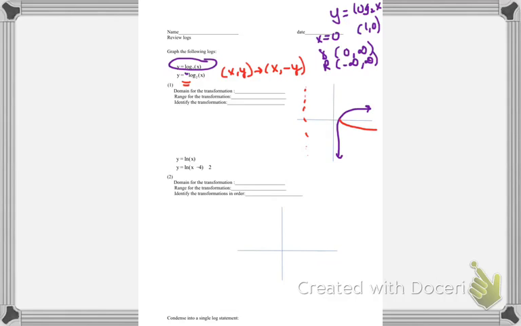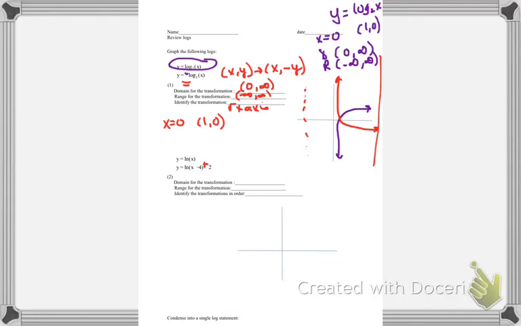Start this way, reflect this piece, and just bring this up. Now, your new domain stays the same. We didn't change anything. 0 to infinity. Your range stays the same, negative infinity to infinity. And your transformation is a reflection over the x-axis. Your asymptote is still the same, and your point of intersection is still the same.